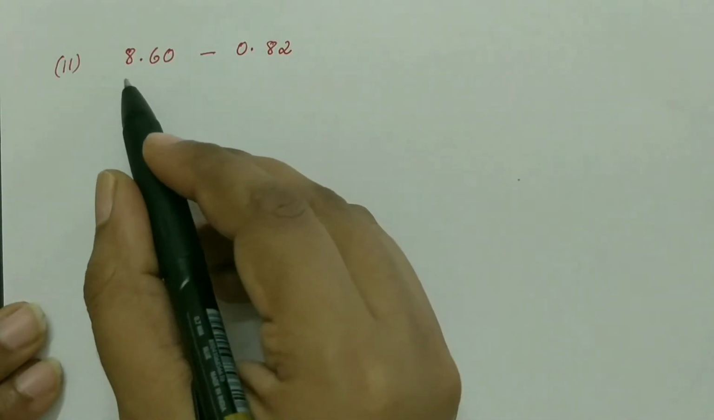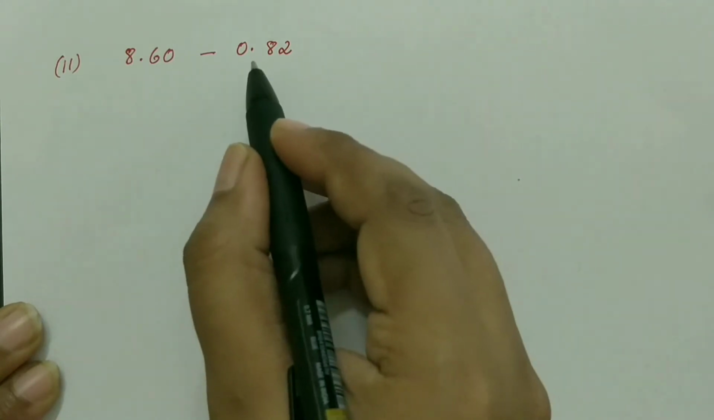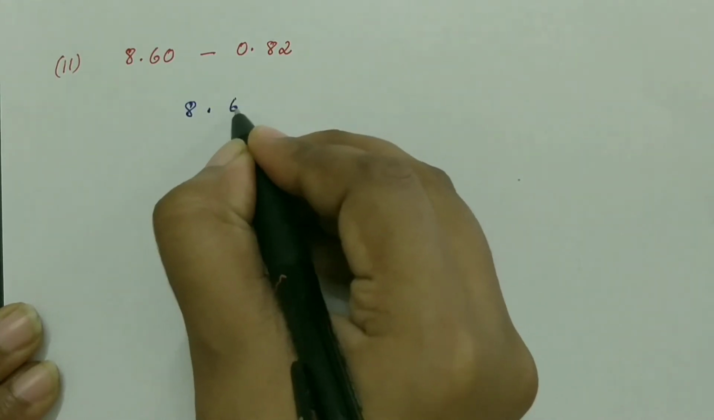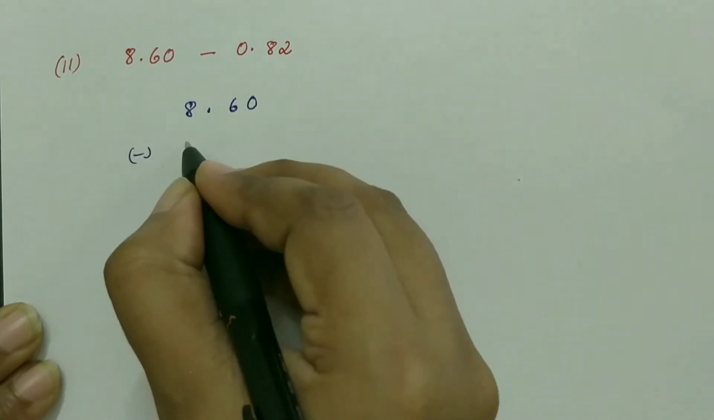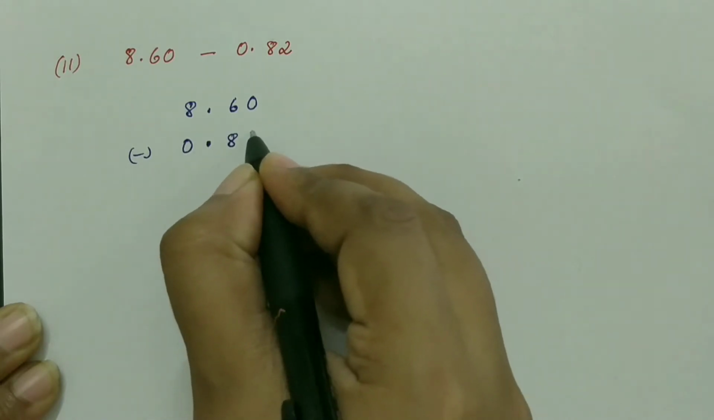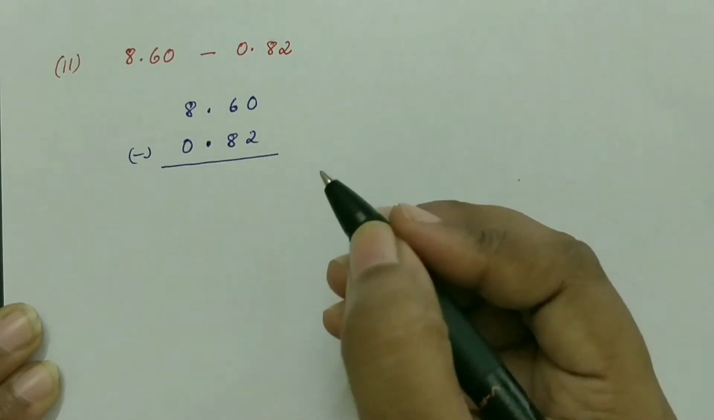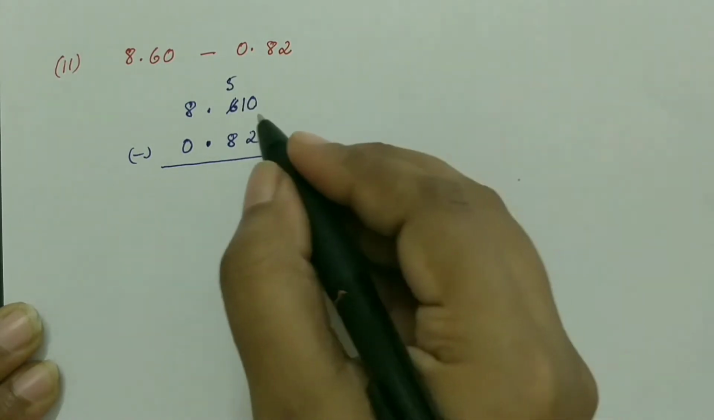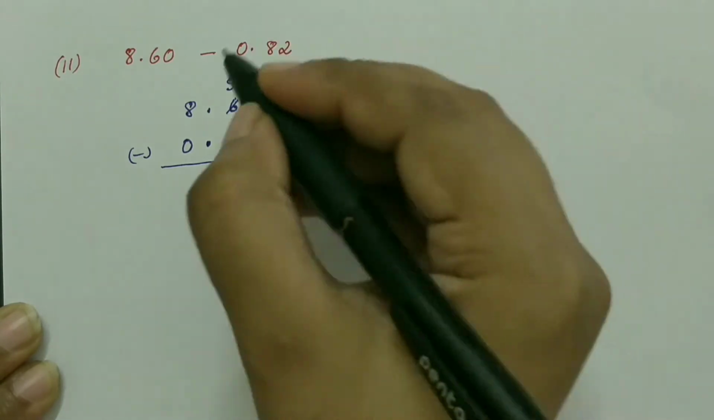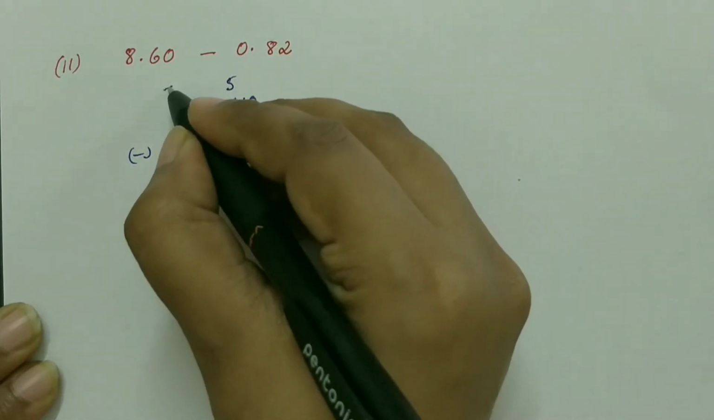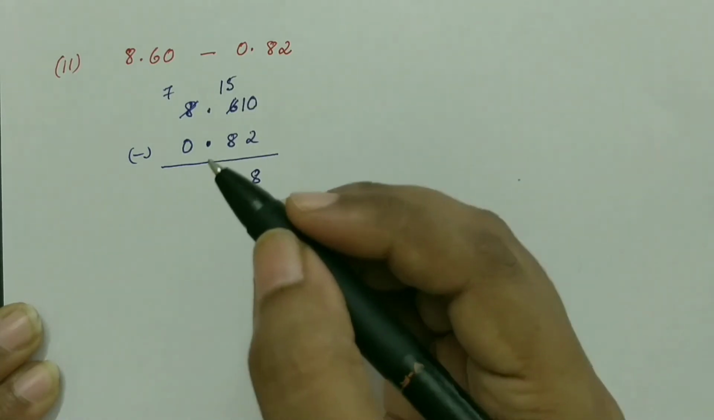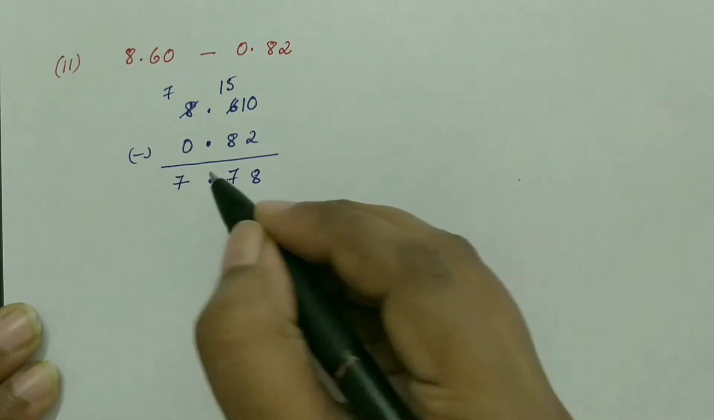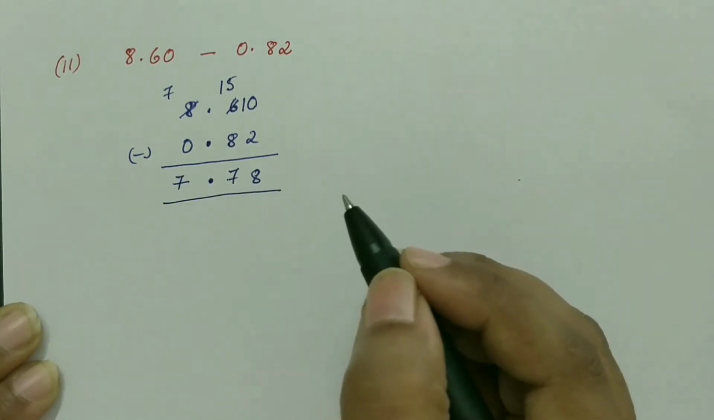Second problem, 8.60 minus 0.82. They are like decimals. Borrow 1 from 6. 10 minus 2, 8. And borrow 1 from 8. 15 minus 8, 7. Decimal point. And it is 7. So 7.78.